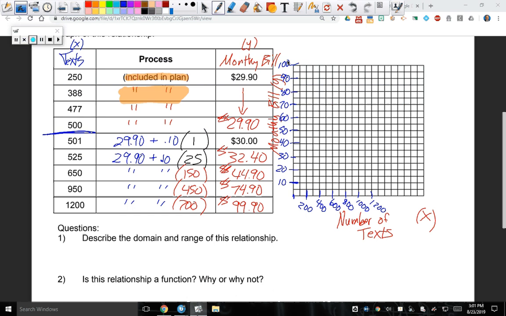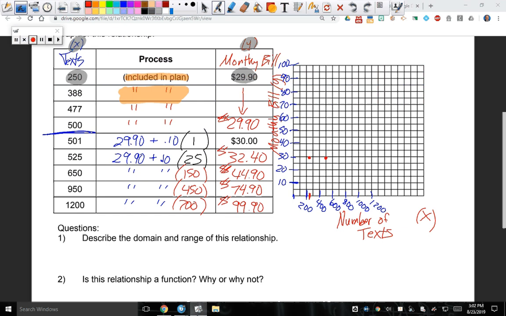Okay. Now we're going to start plotting points. And what we're going to do is what you did in Algebra 1. The x and the y, 250, 2990. So I find 250, which is about here. I go up to 2990, which is about there, and I put a point. And you're going to do this all the way to 500. So for the sake of time, I'm just going to go all the way to 500 and put 2990.